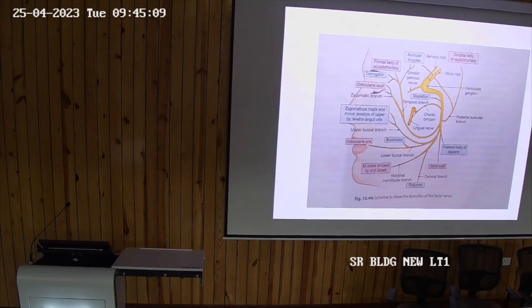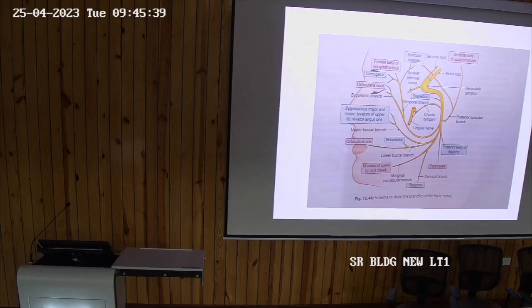Okay? All these are the branches of the facial nerve before the nerve comes into the parotid gland. As the nerve comes into the parotid gland, it gives the terminal branches. And these terminal branches are the temporal branch. You can see here, this is the temporal branch, and then the zygomatic branch.